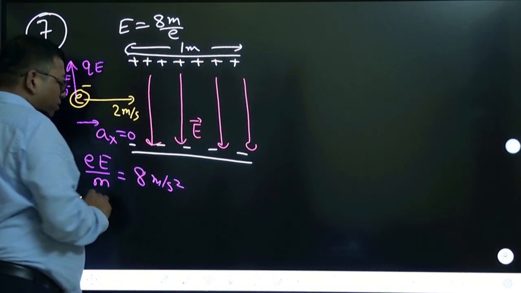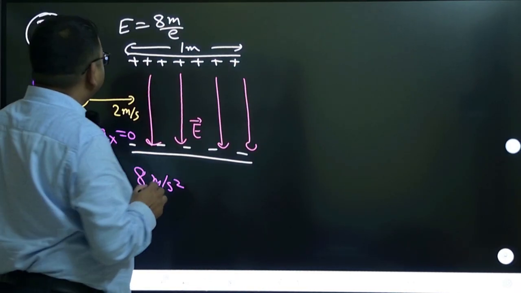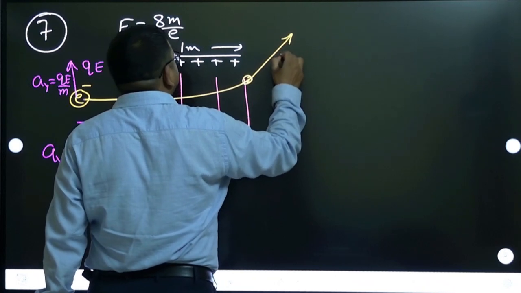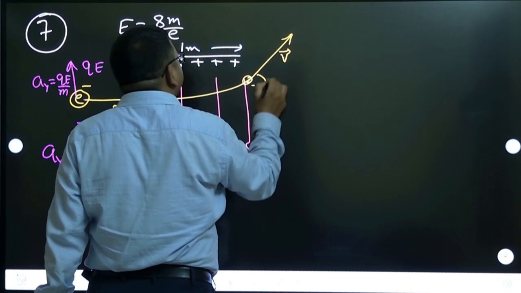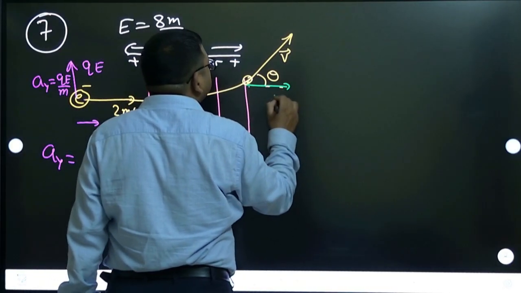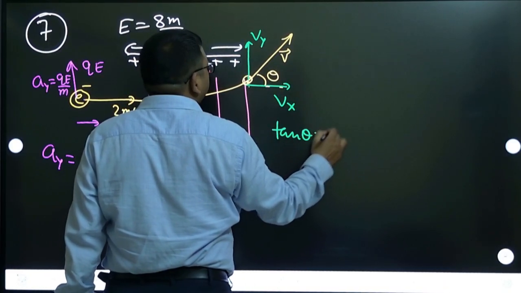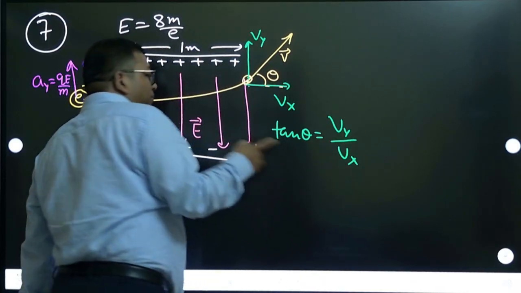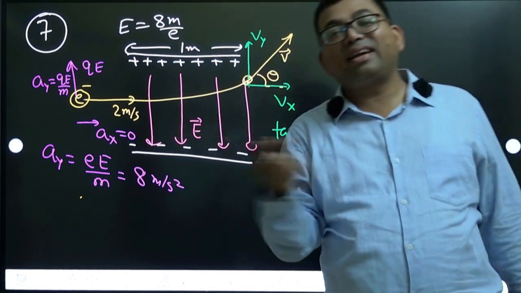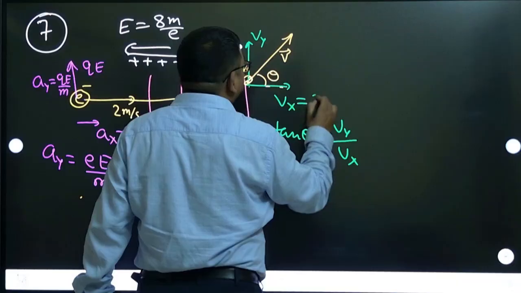Now the question is the angle. As the electron comes out here, it will be coming out in this direction of velocity, so the direction of velocity will make some angle theta. This angle they are asking. If you can calculate the velocity along the x direction and along the y direction, then tan theta can be easily calculated as Vy by Vx. The velocity along the x direction will not change because there is no acceleration along the x-axis. So this velocity Vx will remain 2 only.